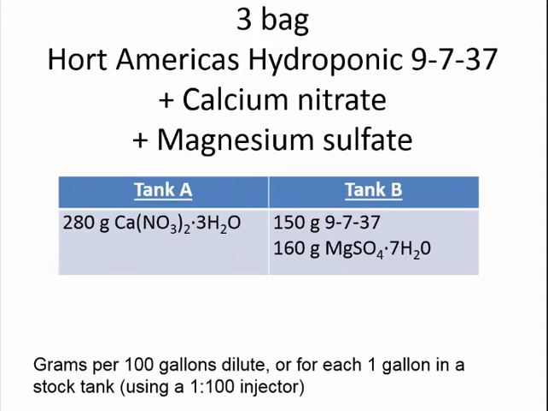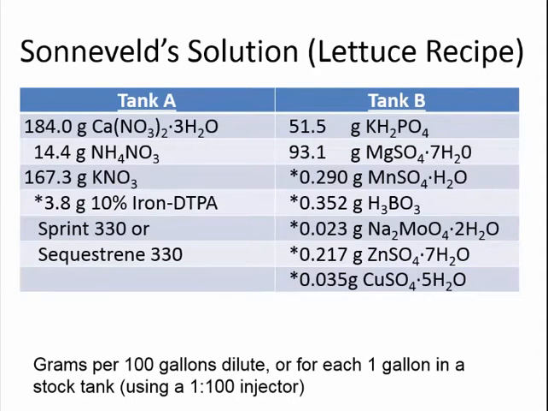So what I'm using is tank A has 280 grams of calcium nitrate, and that will be in a separate stock tank. Then tank B has the hydroponic base feed, the 9737, at 150 grams per 100 gallons of water. It also has magnesium sulfate, or Epsom salts, to provide the additional magnesium that we need, at 160 grams per 100 gallons. So those three recipes are relatively straightforward.